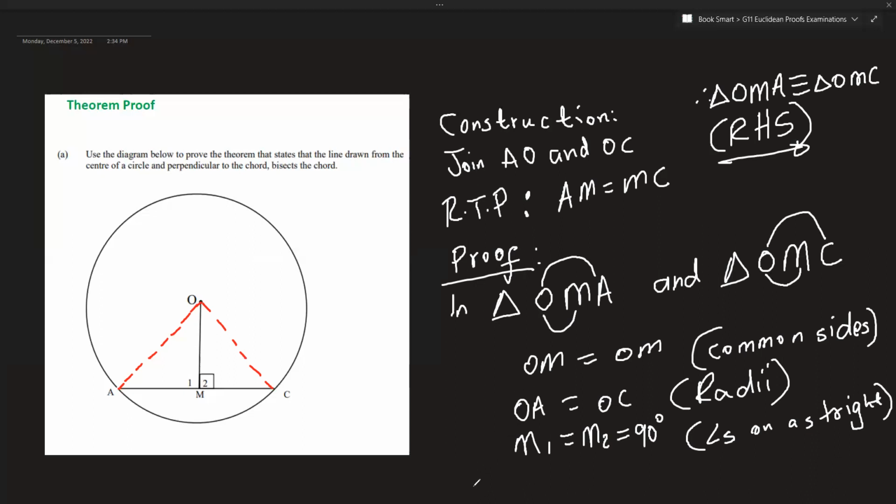So now you're going to say, therefore, AM equals MC. Remember, congruency means this triangle, if I were to flip it this way, it will exactly fit on top of this one, making this part the same as that part. So then you're going to say corresponding sides of congruent triangles. Then you have proven this theorem.